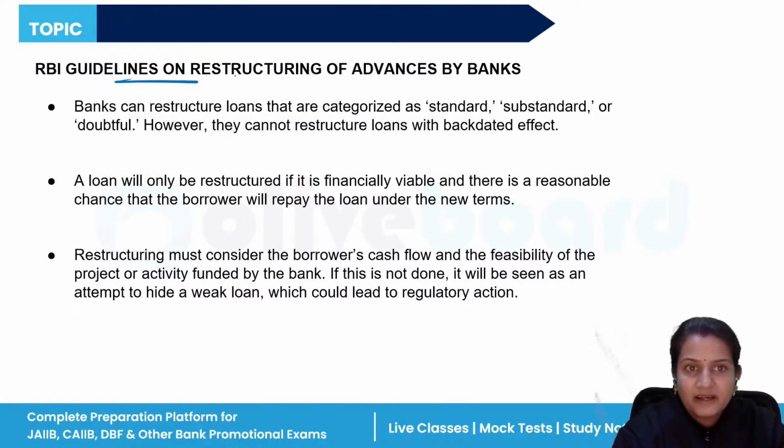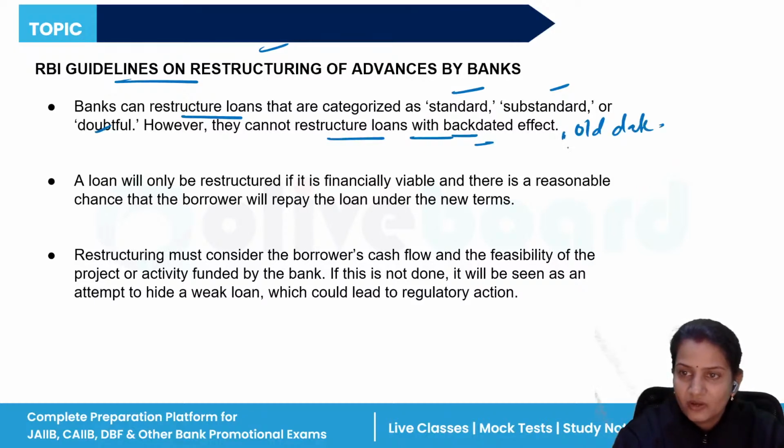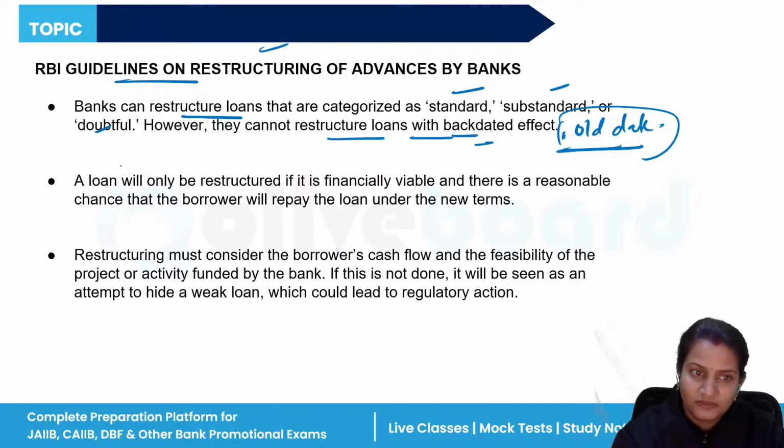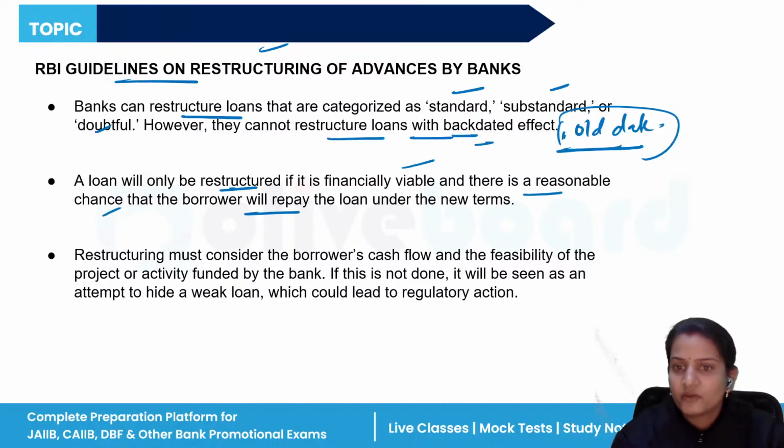Now, what are the RBI guidelines for restructuring of loans by banks? Banks can restructure loans that are categorized as standard, substandard, or doubtful. But those with backdated effects, the bank cannot restructure; backdated means the old date. A loan will only be restructured when it is financially viable, which is important, and there is a reasonable chance that the borrower will repay the loan. If there are chances that the borrower might repay the loan, then the restructuring policies will be created by the bank for the borrower.